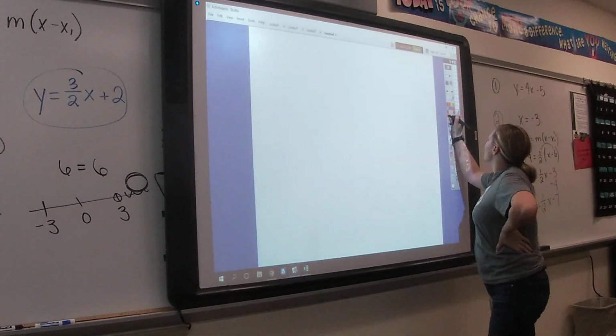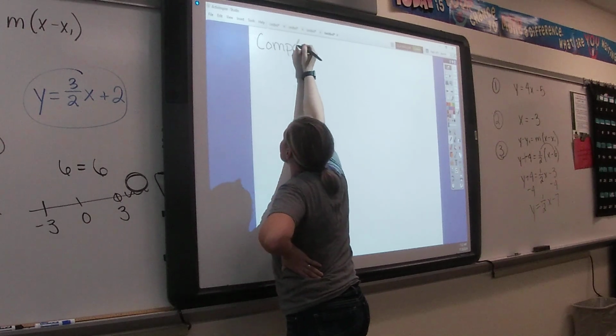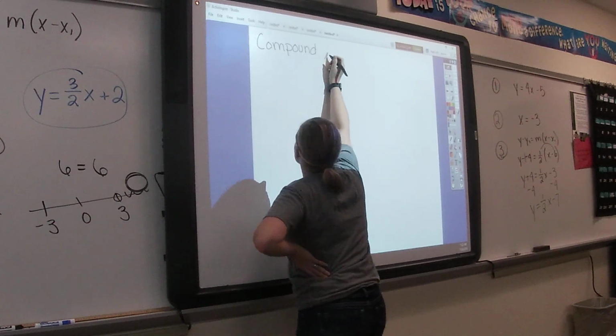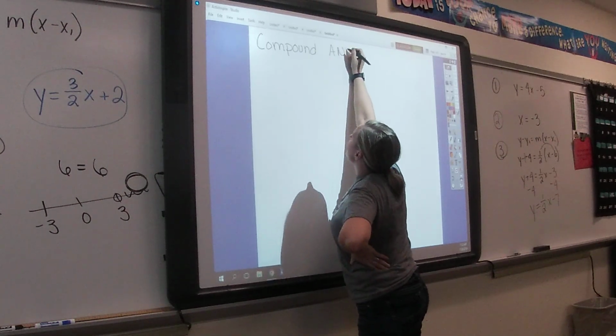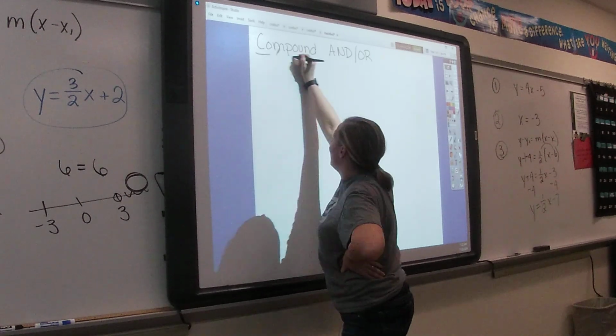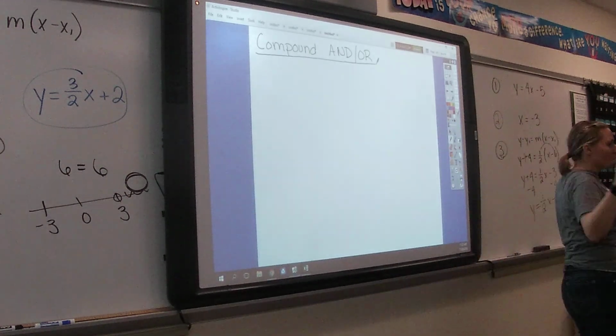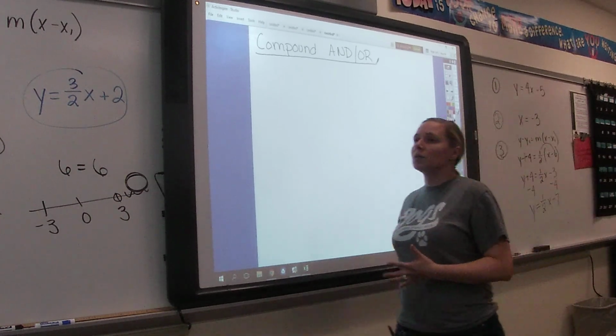Today we are going to start compound inequalities. And there are two types of compound inequalities we can talk about: compound and, and compound or, where and or are kind of being used as an adjective to describe the type of compound inequality it is. Okay, so in the English vocabulary, what does the word compound mean?